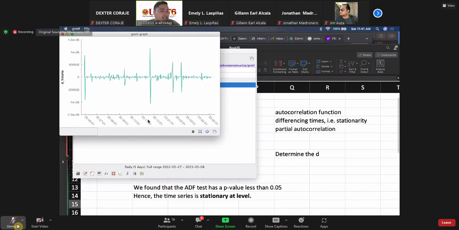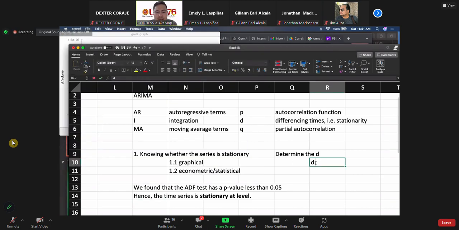But in case, class, the augmented Dickey-Fuller test earlier was not significant, we need to do differencing, and the difference values should be recalculated with the ADF test. Let's see if their p-value is significant. If it is significant, class, that means you differenced once, and that means that your D equals 1. But then, we did not do any differencing because our series is stationary at level, hence D equals 0. Because we did no differencing.